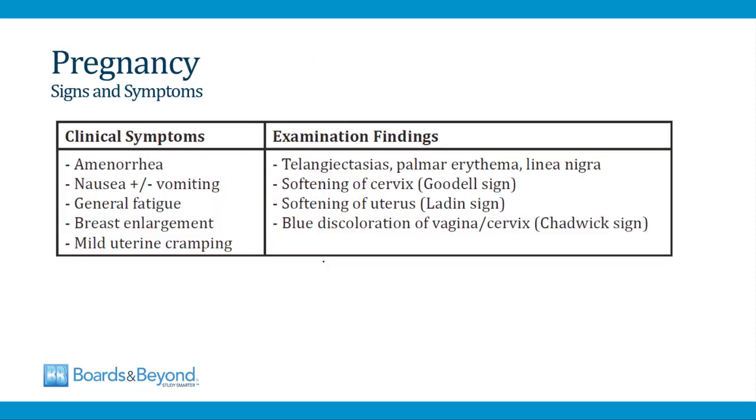This is a table from the White Coat Companion showing some of the clinical signs and symptoms of pregnancy, as well as some of the common exam findings. Pregnancy is the classic and number one cause of secondary amenorrhea because that always occurs during pregnancy.